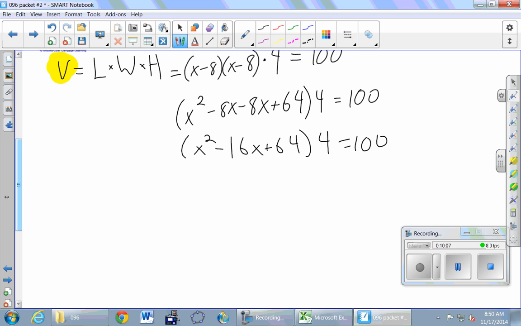So what's another thing we could do with this 4 is divide by 4. We just divide both sides by 4. Not only does that avoid the 4x squared, but it makes everything smaller. And when you divide the left-hand side by 4, you did so for the sole purpose of crossing it off. It just disappears. So then our new equation: x squared minus 16x plus 64 equals 25.